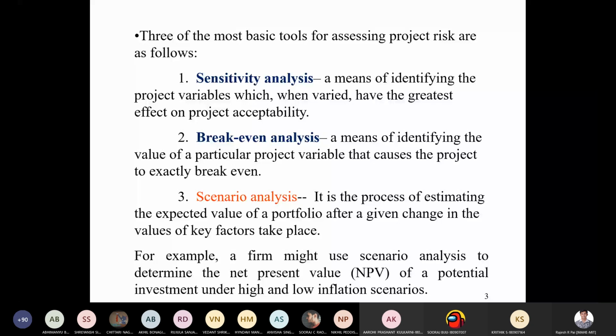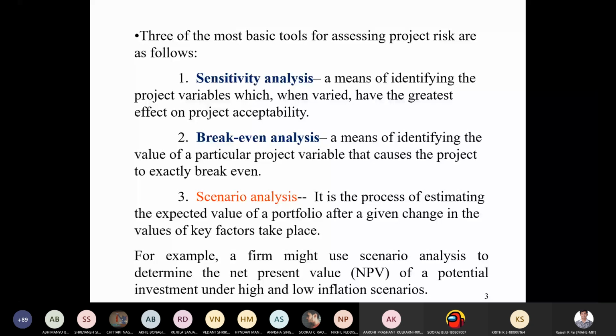Break even analysis is nothing but the point or region at which the company is not making any profit nor any loss. That is break even. Scenario analysis is nothing but a process of estimating the expected value of a portfolio after a given change in the value of a key factor takes place. So in scenario analysis you will be considering the variables which have an impact on your project. For example, a firm might use scenario analysis to determine the net present value of a potential investment under high and low inflation scenarios.